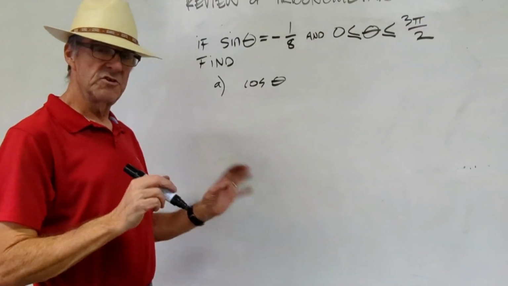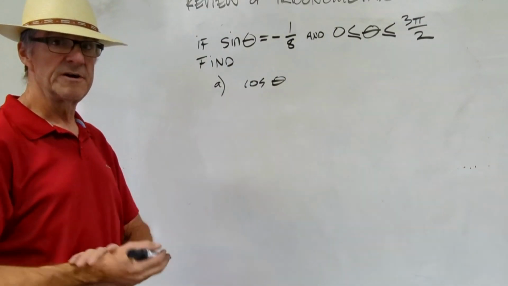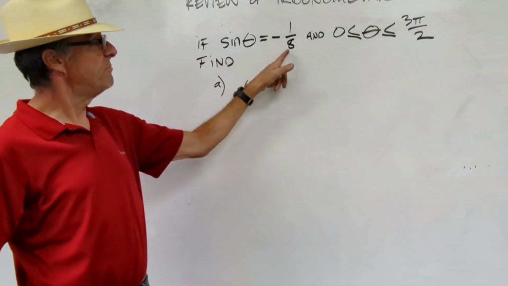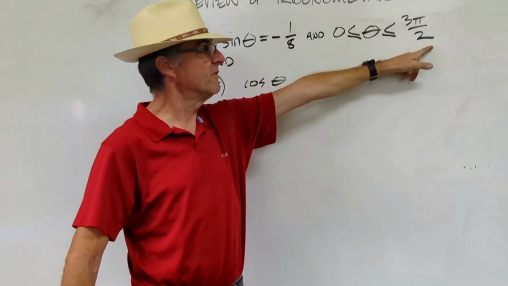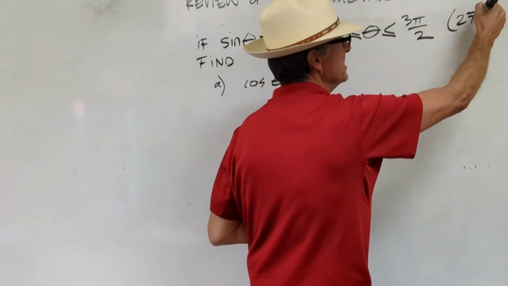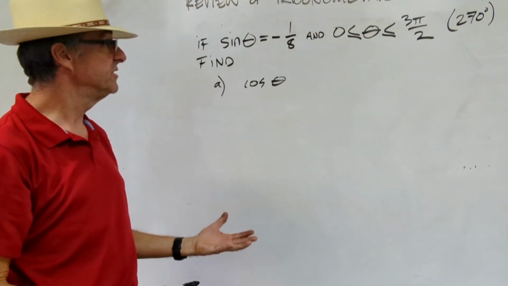All right, let's do a few more problems using identities. We've seen these in the homework, you've seen them on the quiz. Let's just do another one here. So if sine theta equals minus 1/8, and we're looking for thetas between 0 and 3 over 2 pi, remember that's 270 degrees, or 3/4 of the way around the unit circle.